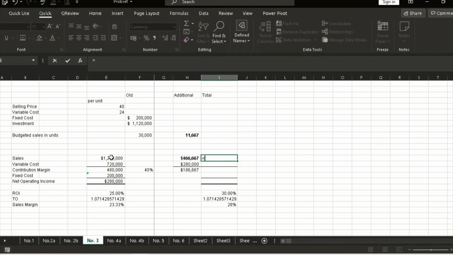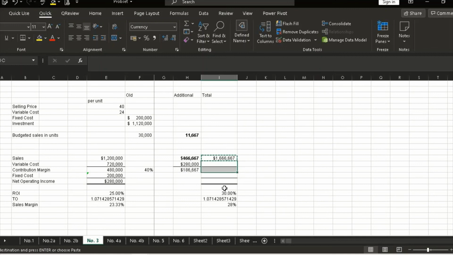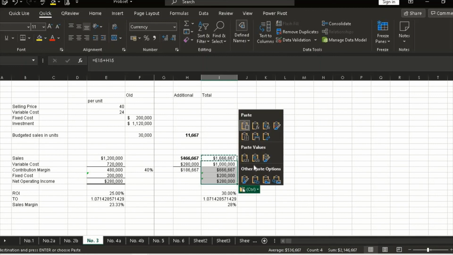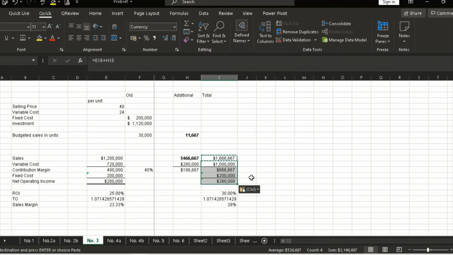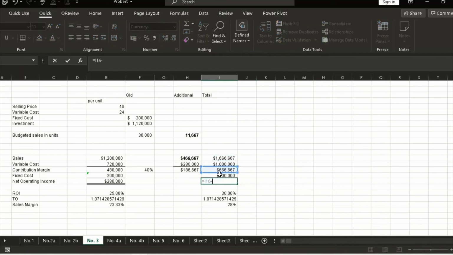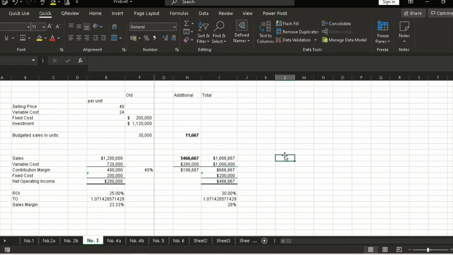To get the total sales, we're just going to add the current sales to the additional sales, and just like what we did, we'll also add the figures from the current operations of the company to the additional income that we will get by increasing the investment. We will get a net income of 466,667.